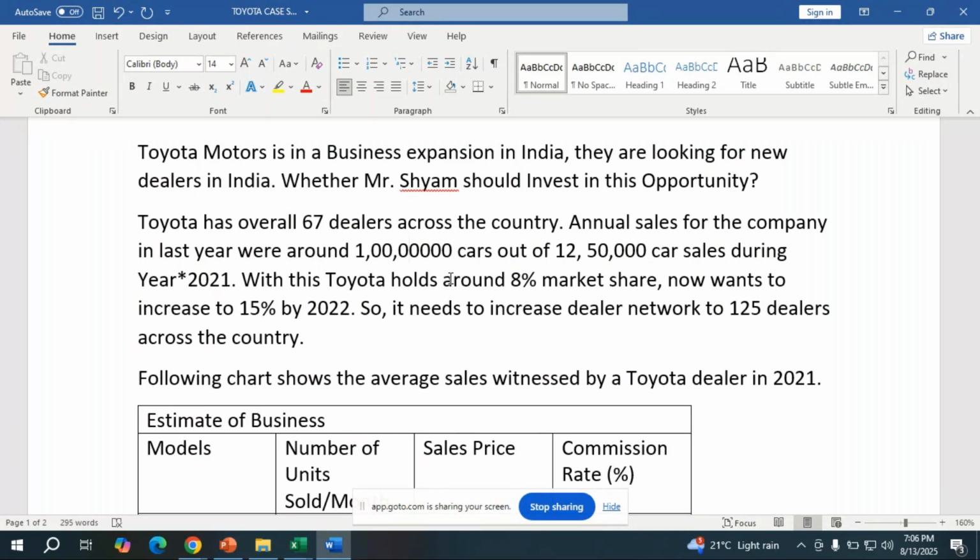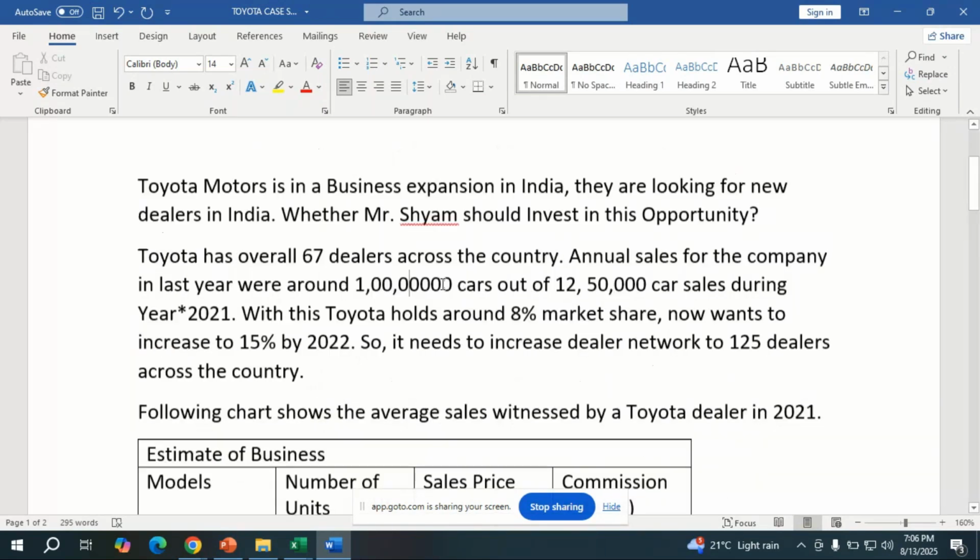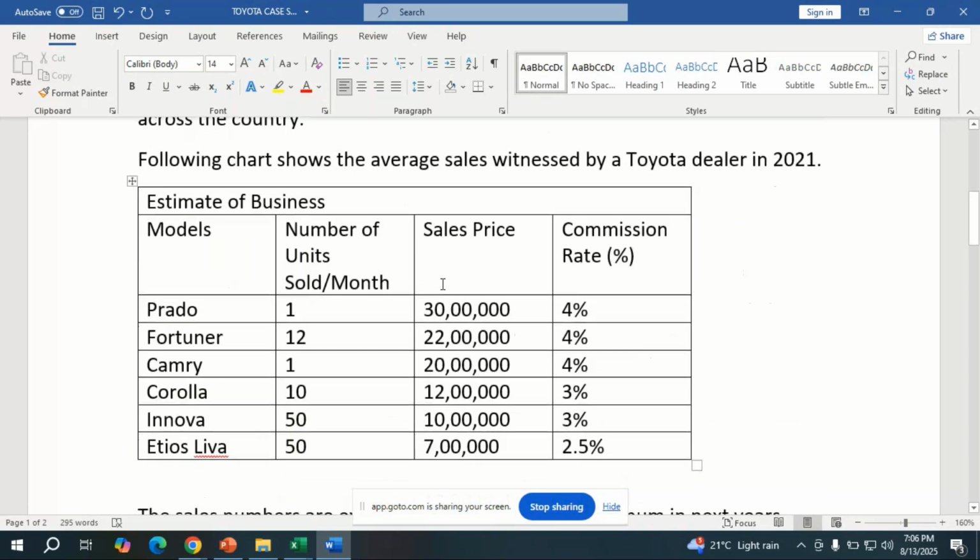Now, Toyota wants to increase it to 15% by the year 2022, and so it needs to increase the dealer network to 125 dealers across the country. Presently it has 67 dealers, and from 67 it wants to increase to 125 dealers. So here, how are we going to take this? The following chart shows the average sales witnessed by a Toyota dealer in 2021.